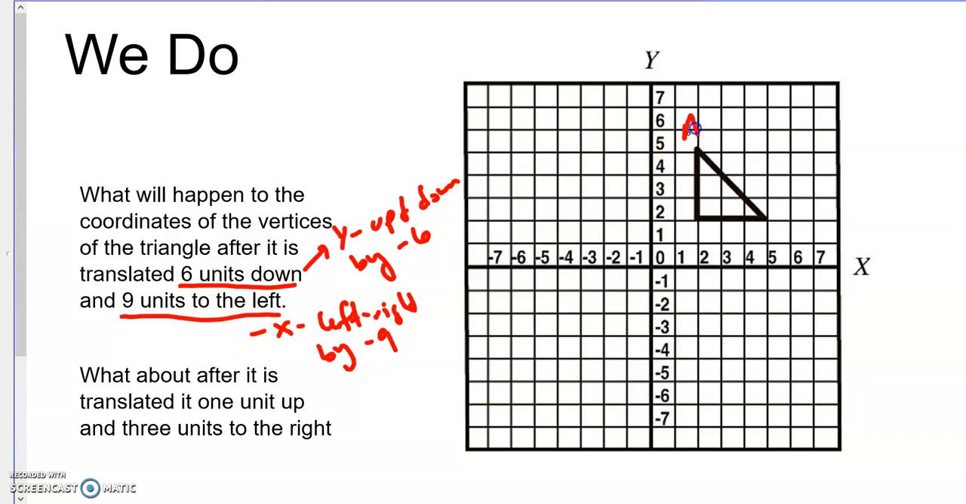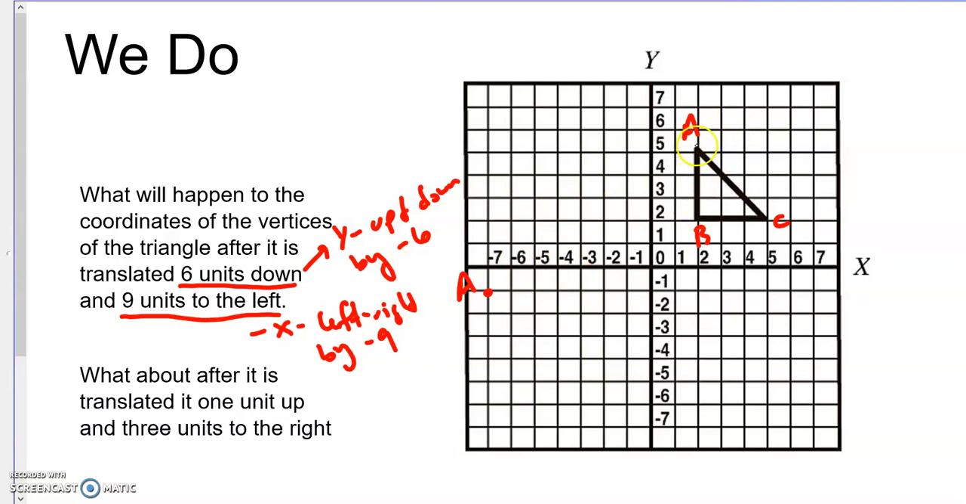So let's label that A, B, C. And let's do a few. I always start with A. I like to do alphabetical order. So 6 down, 9 to the right: 2, 3, 4, 5, 6, 9. There's my new A. And before I even do the rest, let's just look at those coordinates and prove it. We're looking for these two changes to happen here, right?